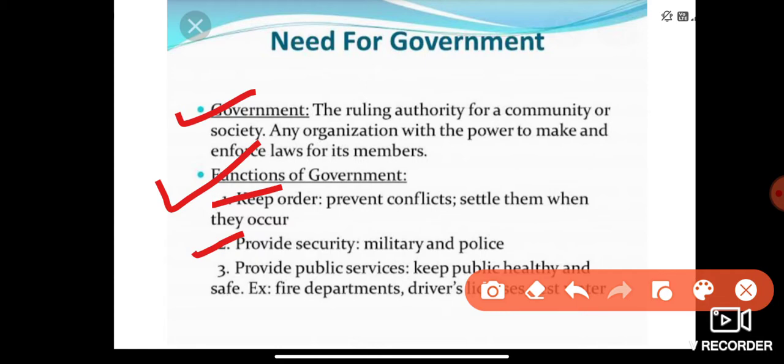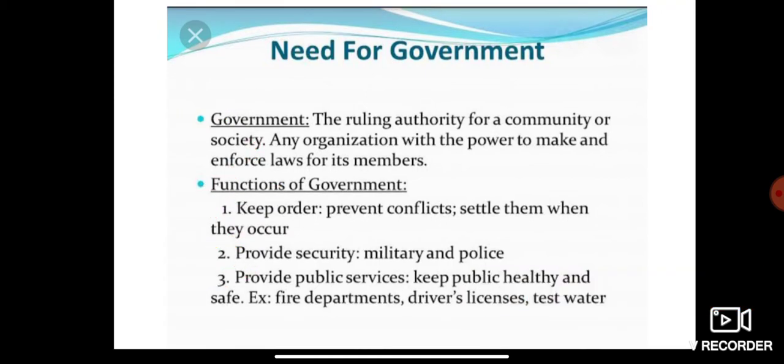Because of that reason, we have the military, that is the army, and the police, state police or central police, to provide security to the people. They also provide public services to keep the public healthy and safe, for example the fire department, driver licenses, and tap water. Those are some of the basic necessities which the government provides to keep the public safe and healthy.